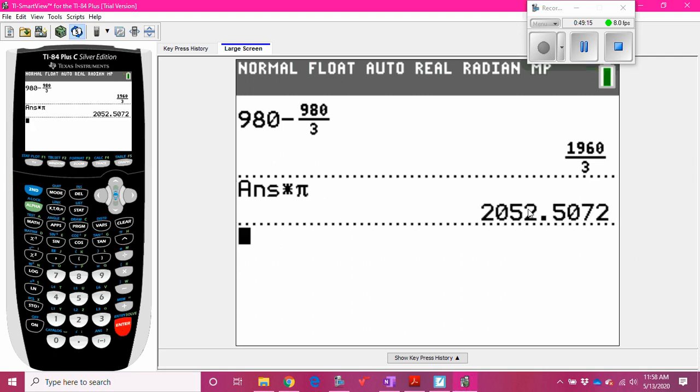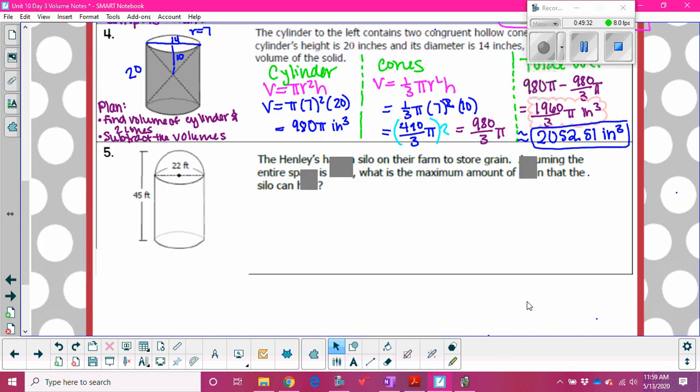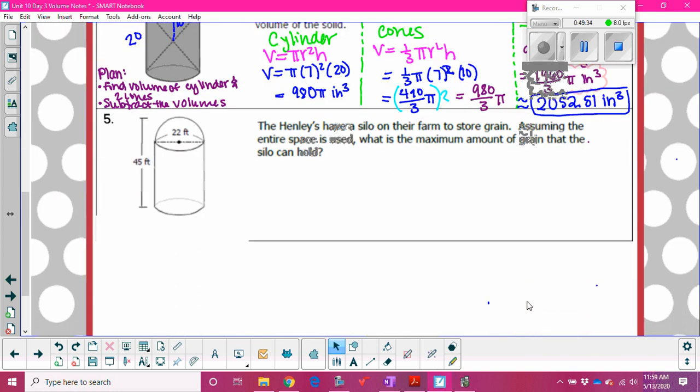So I get 2052.51, and that's going to be my answer. I'm going to go here and write it: 2052.51 cubic inches. Okay, so y'all do the last one, put it on pause, and then check back for the answer.